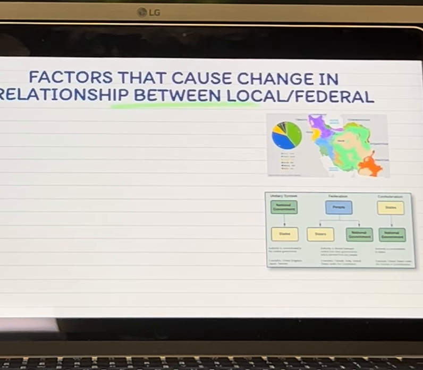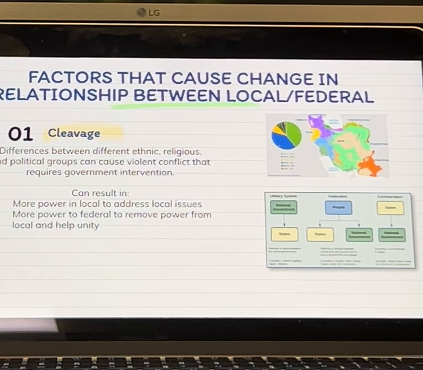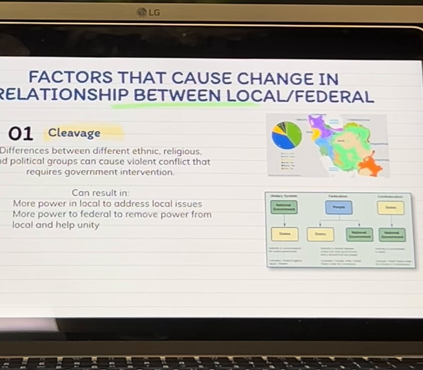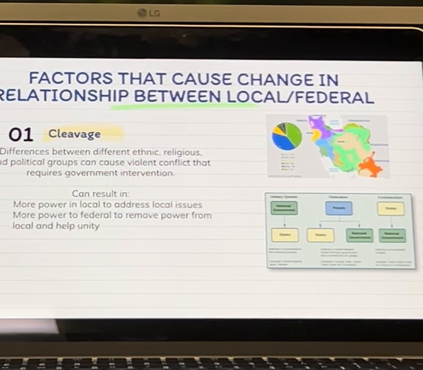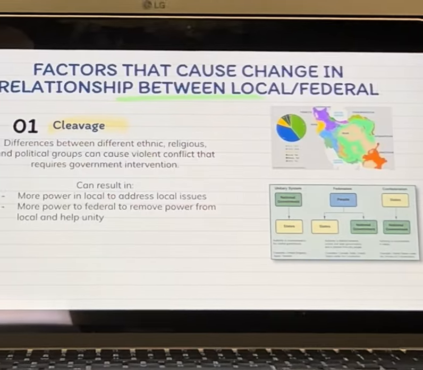Okay, so there are several factors that can change the relationship between local and federal levels that help a system move between federal and unitary. So the first big factor is cleavage. As stated by the video, it is cleavage. So not this kind of cleavage. They can't see you. I have no cleavage, so it does not apply to AP Comparative Government.